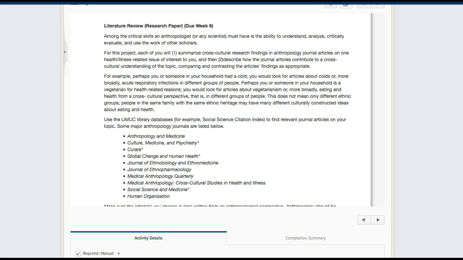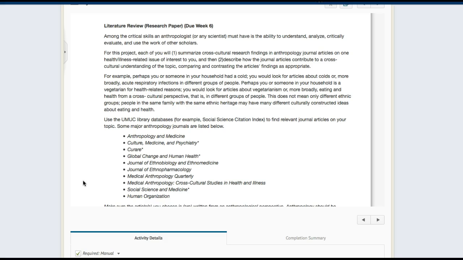So the next major assignment that is due during week 6 of our class is the literature review. So for this project, each of you is going to be, number one, summarizing cross-cultural research findings in anthropology journal articles on a health or illness related issue relevant to you. And then number two, you're going to describe how the journal articles contribute to a cross-cultural understanding of the topic, comparing and contrasting the articles' findings as appropriate.